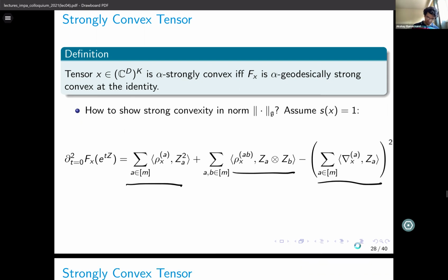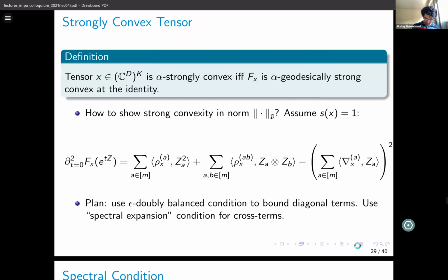So our plan is to show that the diagonal term is large because you're close to doubly balanced. So this thing is close to the identity. Then our second step will be to use a certain important spectral condition that shows up in quantum information to show that the cross terms are small, so that this term vanishes because this thing is some sort of expander. And then the final term we will also show is small because it's close to doubly balanced, so the gradient is already small. So in total, we can show that in every direction, this thing will be large.